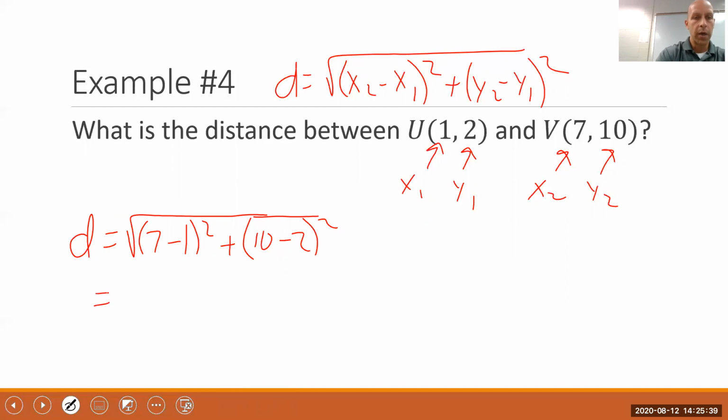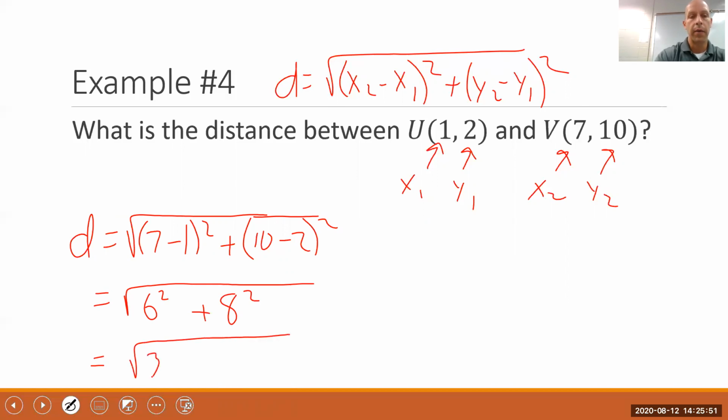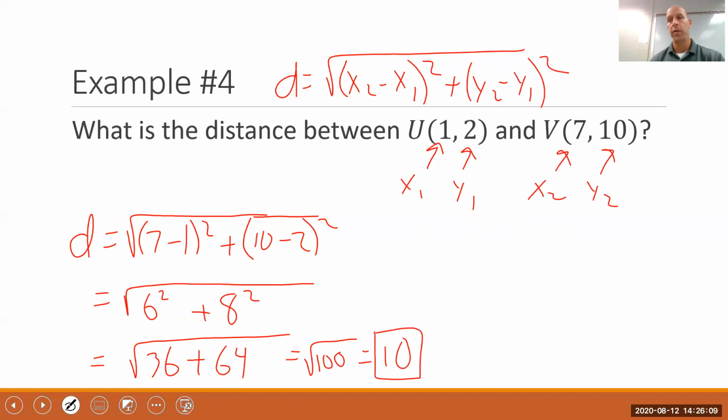So let's go ahead and do the work here. 7 minus 1 is 6. We have to square that, plus 10 minus 2, that's 8. We have to square that. So 6 squared is 36. 8 squared is 64. 36 plus 64 is 100. And then finally, what is the square root of 100? It's 10. I tried to make this one work out nicely. Again, kind of an Algebra 1 thing.